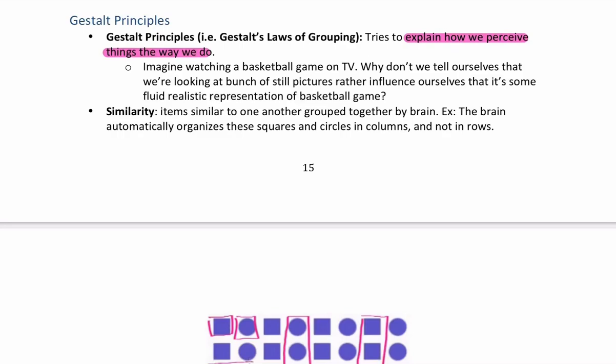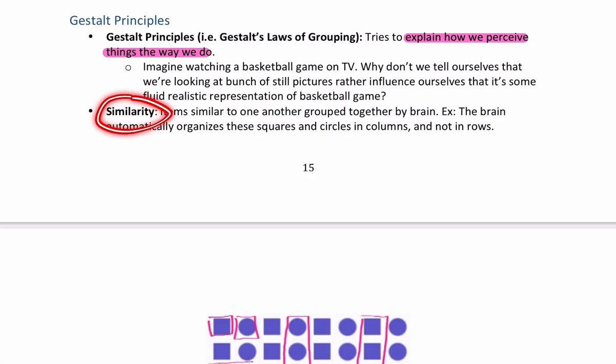I will be using a 334-page document by MCAT Bros for the Psych and Sociology section, content review for Gestalt Principles. In the simplest terms, Gestalt Principles explain how we perceive things the way we do. Gestalt Principles is what lets us see the whole image, even though we don't literally see the whole image. We're seeing parts of the image, but because of Gestalt Principles, we're able to perceive the whole object.